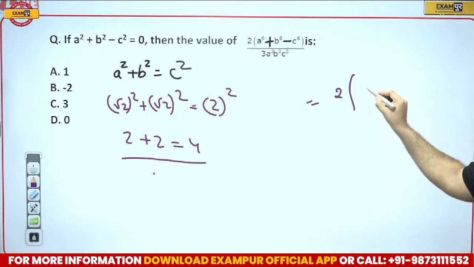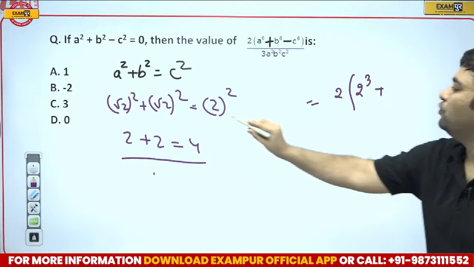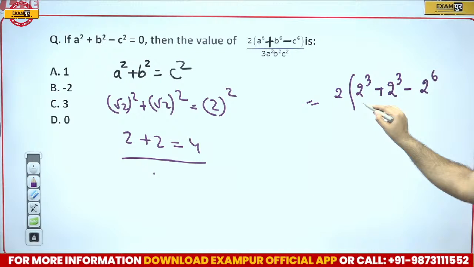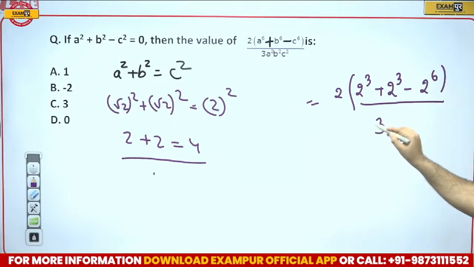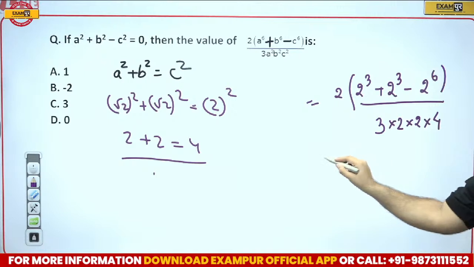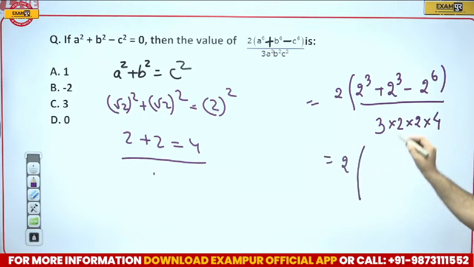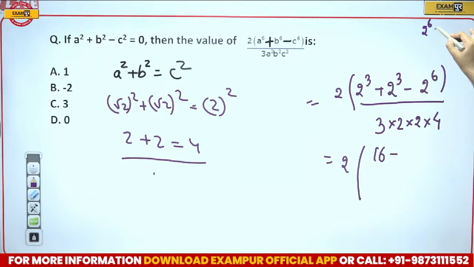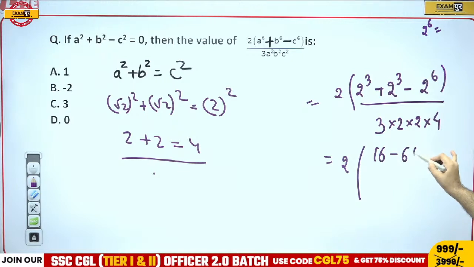root 2 to the power 6 is 2 cubed. And 2 to the power 6 is obviously 2 to the power 6, divided by 3 times root 2 squared is 2, root 2 squared is 2 and 2 squared is 4. Answer: 8 plus 8, 16, minus 2 to the power 6, guys. What is 2 to the power 6? 2 to the power 5 is 32, so 2 to the power 6 is 64.